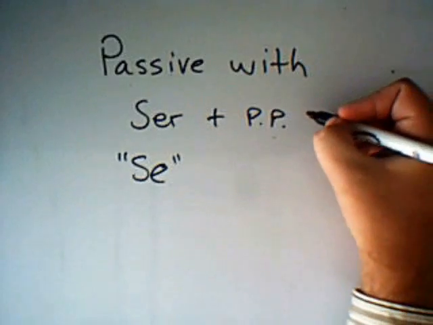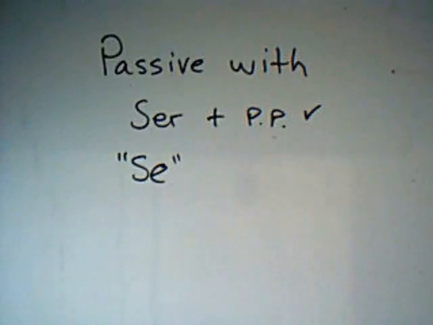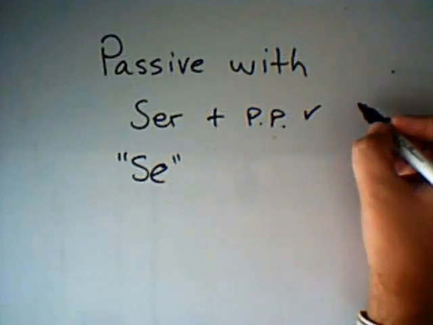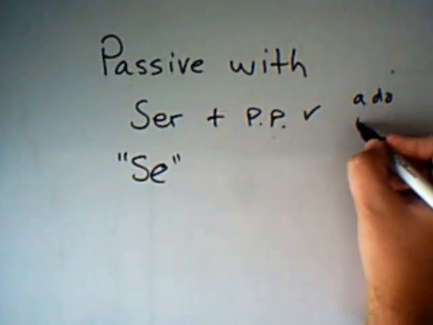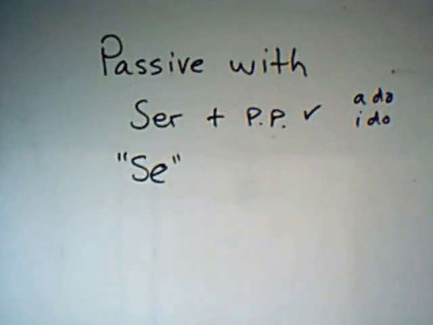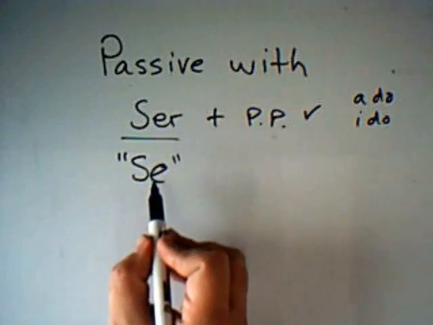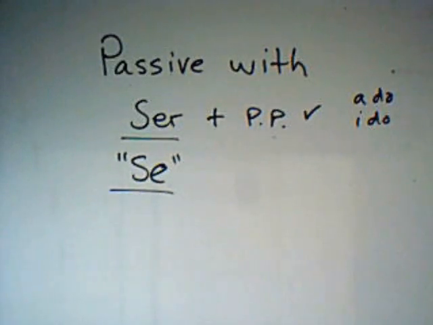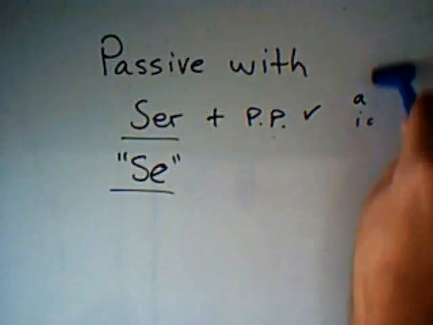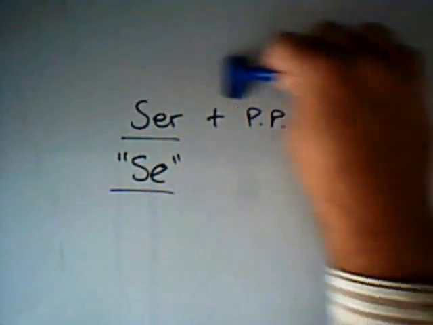The first way we'll look at uses the verb ser and the past participle forms of the verb. Remember those verbs that end in ado or ido usually. Okay? And then the second type we'll look at is the se passive. Okay? These are two very different ways of using the passive voice in Spanish. But quickly, before we look at the ser passive, let's talk about what the passive voice is.